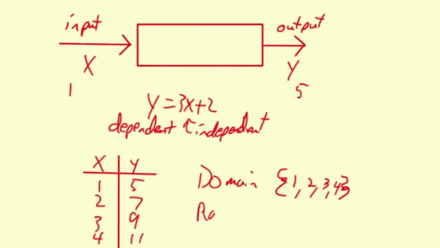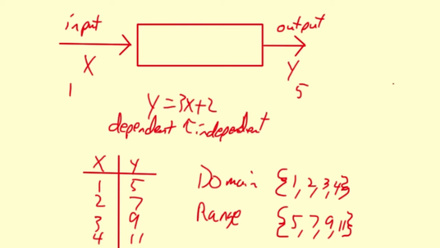The range is the set of y values. Use squiggly brackets for that also: {5, 7, 9, 11}. So that's set notation, and the squiggly brackets are required for domain and range when you're using set notation. That defines it as a set of numbers. So the domain is the set of the inputs, and the range is the set of the outputs.